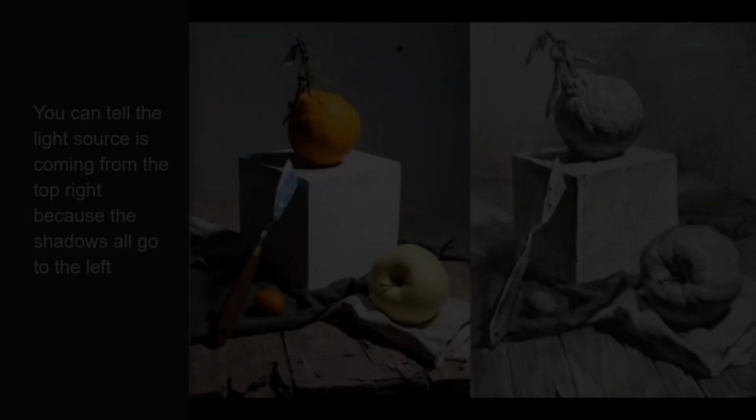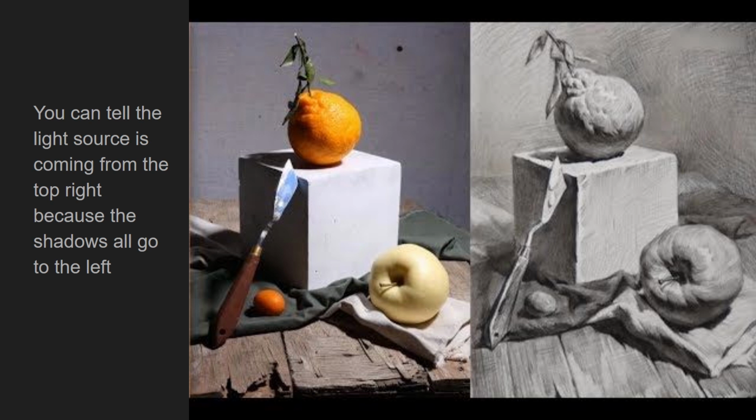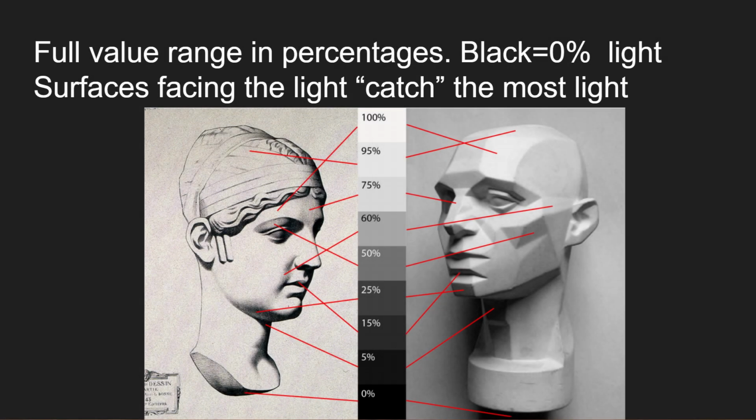To make something look three-dimensional, like it has real form, you need highlights, midtones, and shadows. And the highlights and shadows are determined by where the light source is coming from. But first, these images show you how light source determines value. The angle of the surface catching light will determine its value relative to the rest of the object.